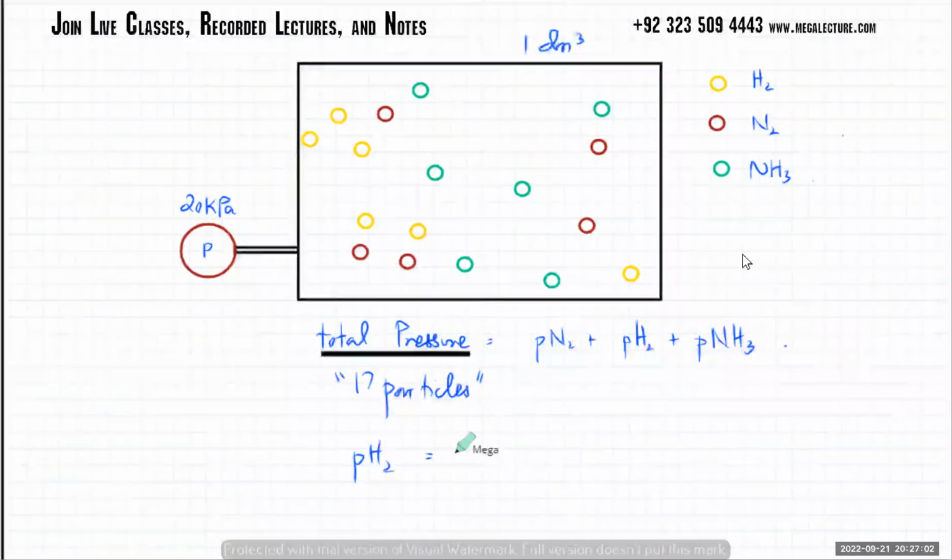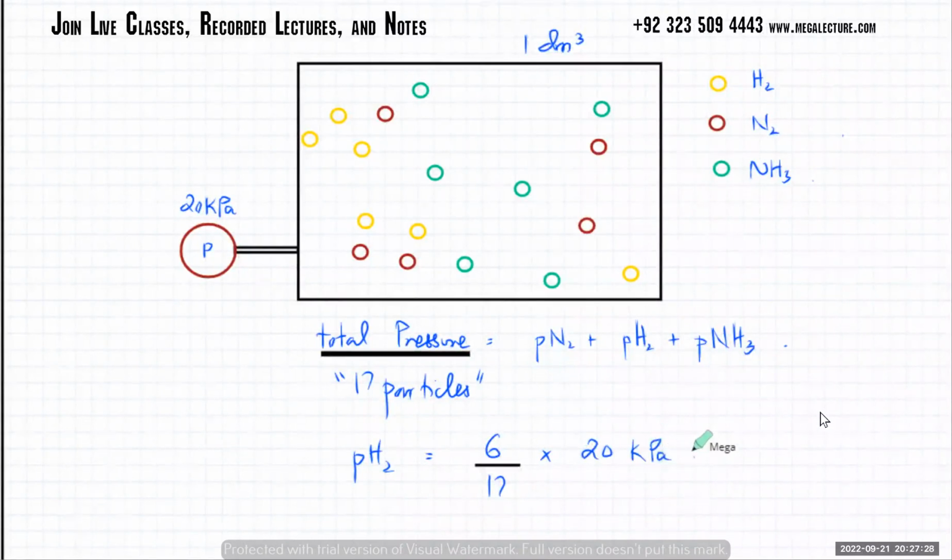So proportionally, it's going to exert the same pressure. The amount of moles is going to be proportional to that. So out of 17 particles, how many yellow particles do you have? That's 1, 2, 3, 4, 5, and 6. So that means out of the 17 particles, there are only 6 particles of H2 into 20 kilopascals.